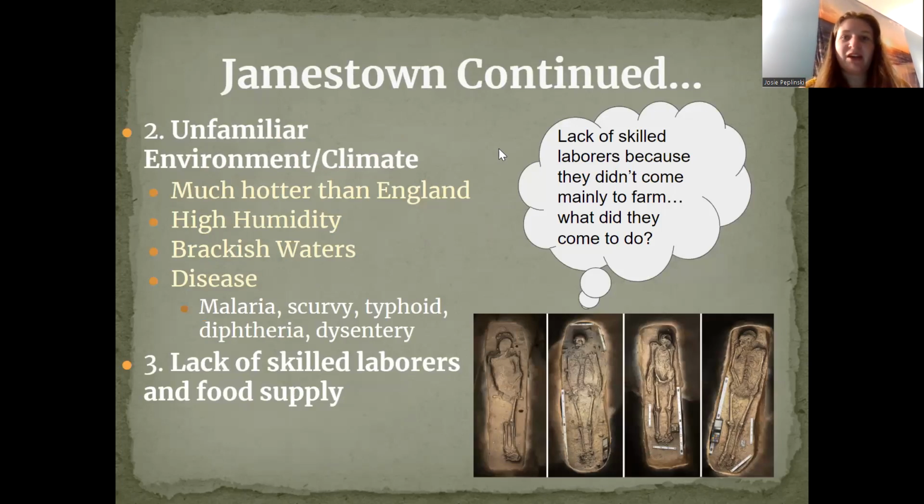Another factor that made Jamestown really challenging was the unfamiliar climate and environment. It's a lot hotter in Virginia than it is in England. There's high humidity, there's disease such as malaria, and also there are not very many skilled laborers. These people did not come to farm, they came to find gold. They did not think it was going to take this long. They were not prepared to support themselves in building a new land.